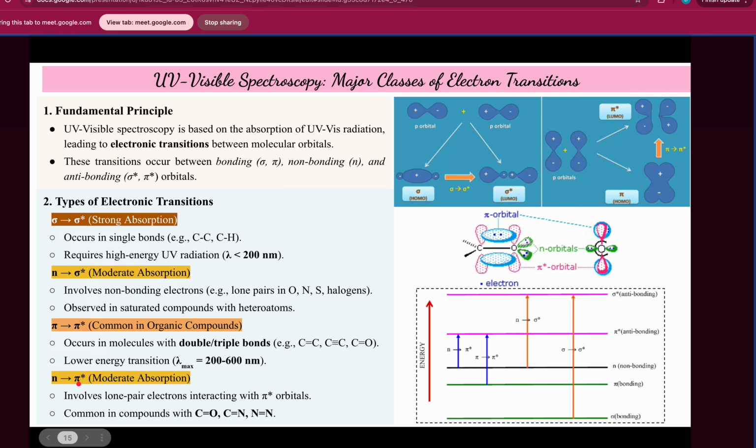And then comes n to pi star. This also means moderate absorption, and it involves a lone pair of electrons interacting with the pi star orbitals. It is common in compounds with, for example, a carbonyl bond, or a C double bond N or N double bond N. So this is how different electronic transitions take place, and this is the principle of UV visible spectroscopy. Different compounds have different bonds, so they can show different transitions, and based on those transitions there will be different absorptions of light. With different absorption values, we can find out what kind of organic compound or biomolecule is present in our sample.